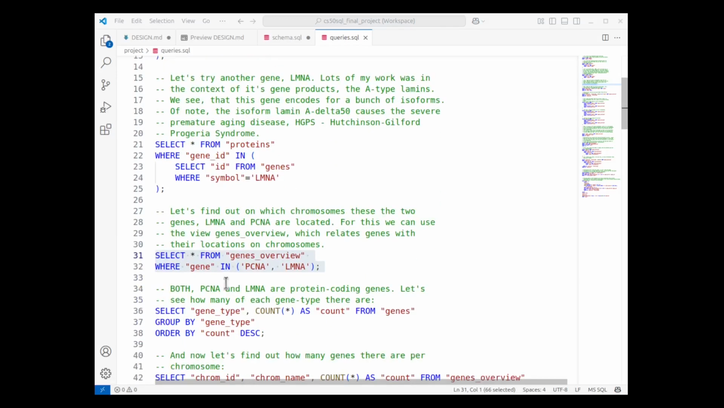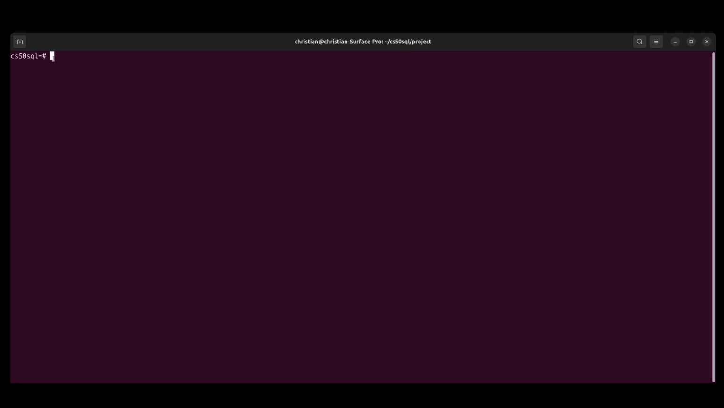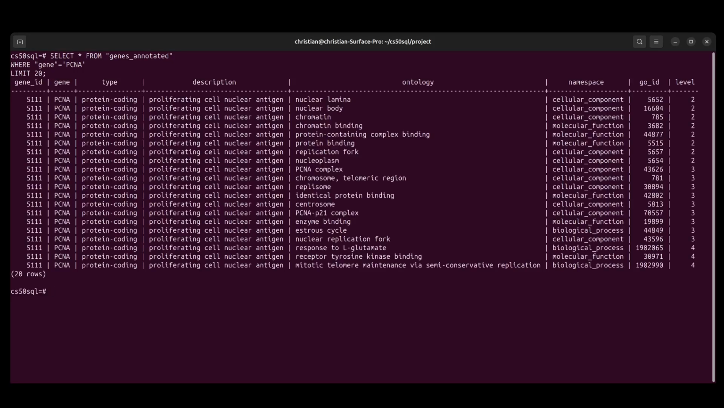Let's start with a simple one and look up in the genes overview view, so this is a view, the genes PCNA and LMNA. For this we can go to the terminal and we can see that the LMNA is located on chromosome 1 and the gene PCNA is located on chromosome 2. Let's now find the function of the gene PCNA as defined by the gene ontology in the genes annotated view. The PCNA is associated with the nucleus, with chromatin, so with DNA replication, and so on.